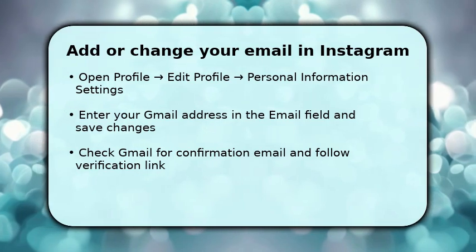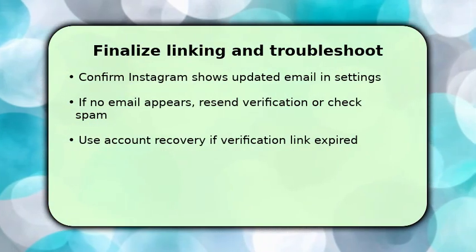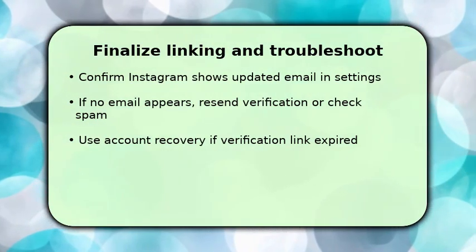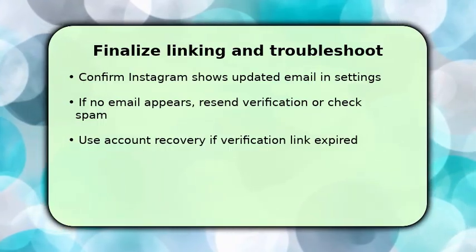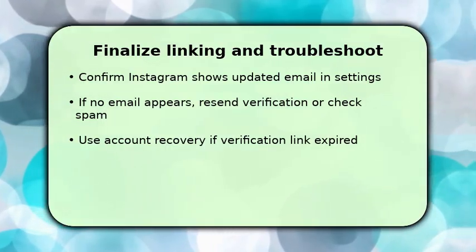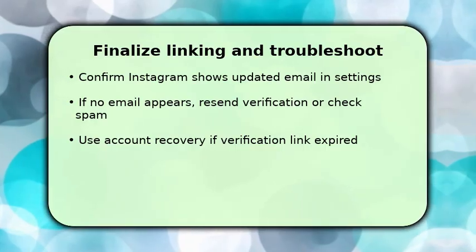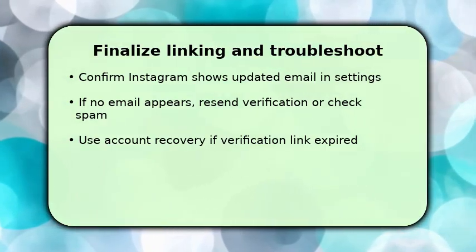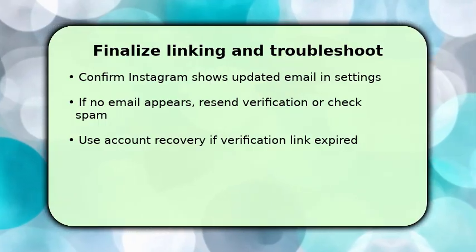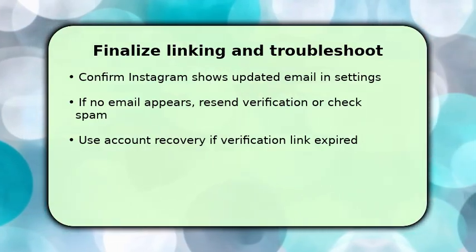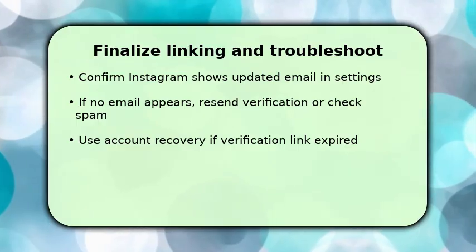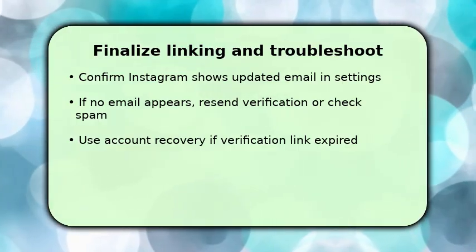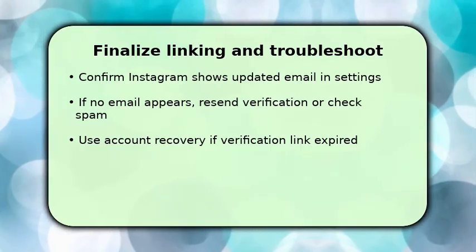If the confirmation link expired or didn't arrive, resend it from Instagram and inspect Gmail spam and promotions folders. Sometimes filters hide automated messages. If you still can't verify, try logging out and back in, or use Instagram's Help Center account recovery flow to reset email. If problems persist, temporarily add a secondary email or enable two-factor authentication.